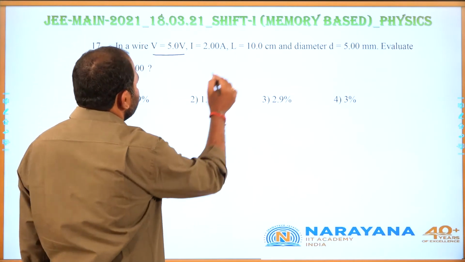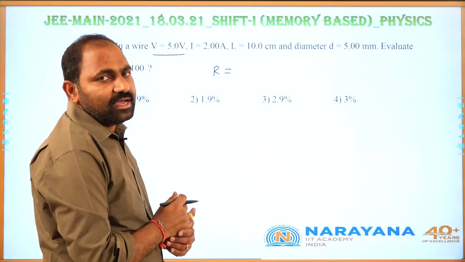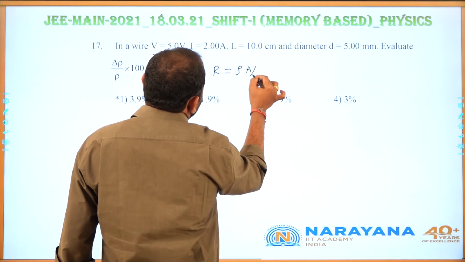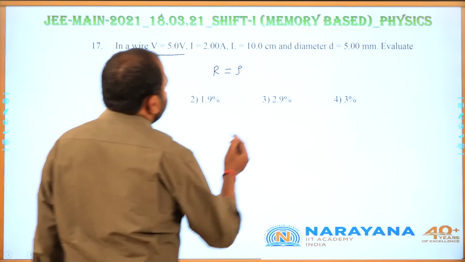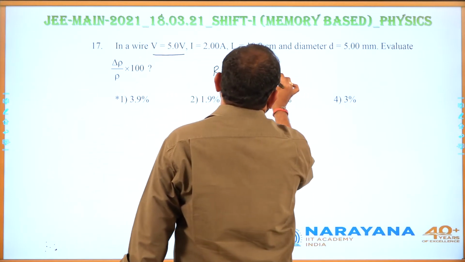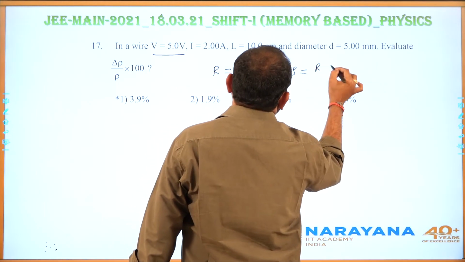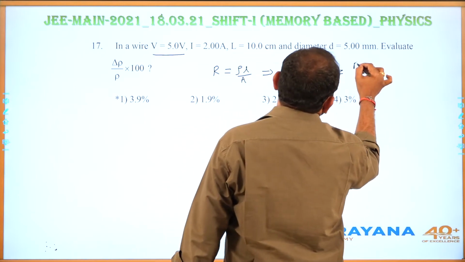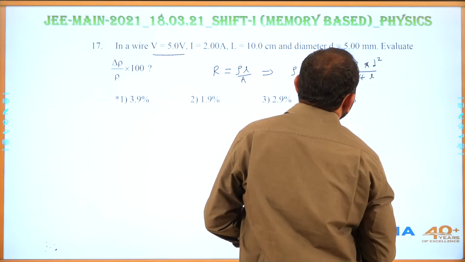We know that the general expression for resistance of a wire of length L, cross section area A with resistivity rho is R equal to rho L by A. It can be rewritten in terms of resistivity as rho equal to RA by L. A can be written as pi d square by 4. Diameter of wire is given, length of wire is also mentioned.